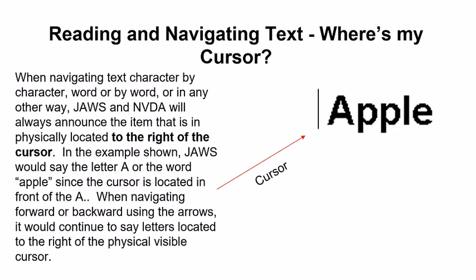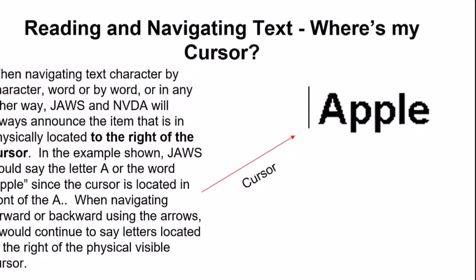Now let's talk a little bit about reading and navigating text. When navigating text, character by character, word by word, or really any other way, both JAWS and NVDA will always announce the item that is located physically to the right of the cursor. There's an example here that shows the word apple, and the cursor is physically located to the left of the word apple, and the word apple is located to the right of the cursor.